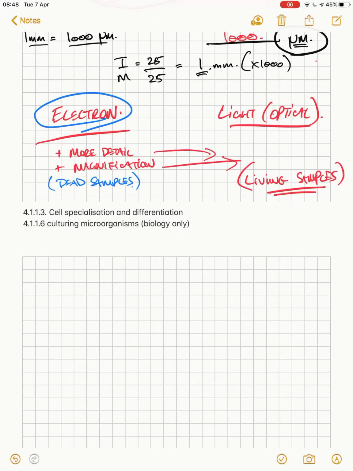So today we're going to be having a look at cell specialisation and differentiation on the AQA specification. And then we're going to be moving on to culture and microorganisms. Now, if you're doing AQA, the culture and microorganisms is just for triple scientists or separate science biologists. So if you're a combined scientist, what I'd suggest you do is fast forward to the end of the video and find out where the questions are, and then you can plow on with those and have a go at those.